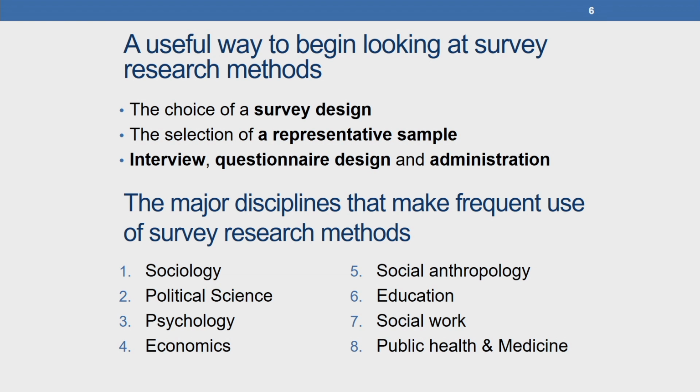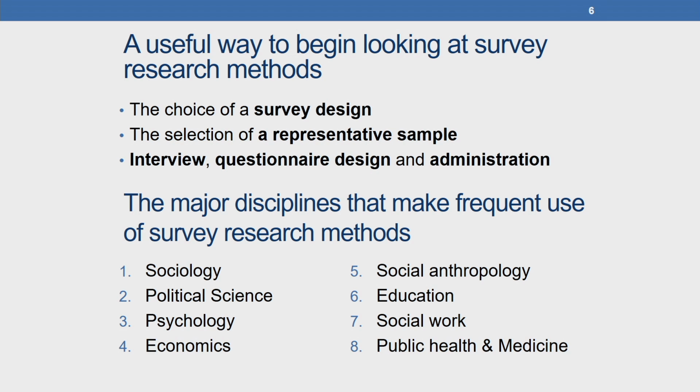A useful way to begin looking at survey research method would be this. First, we need to have a choice of a survey design. Next, we move on to the selection of a representative sample, and choosing a sample is of utmost importance, because the question here is whether we want the sample to be representative of the population or not, and often when we are carrying out surveys, representativeness is possibly the most important thing that we are trying to focus on. Then of course, interviews, questionnaire design and administration of the questionnaires: whether we want to do it physically by carrying out face-to-face interviews, or telephone interviews or online surveys and so on.